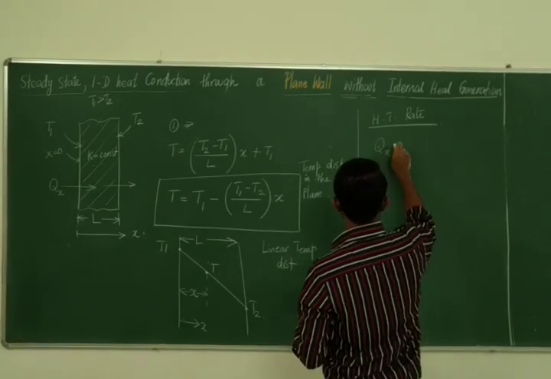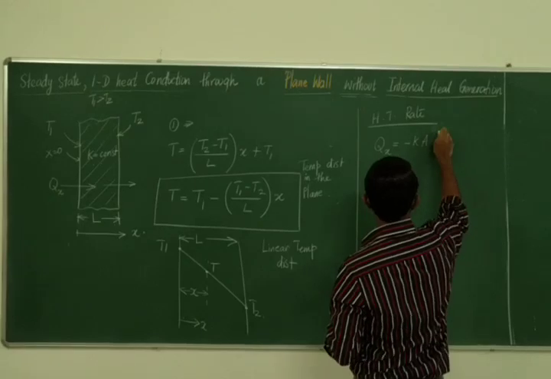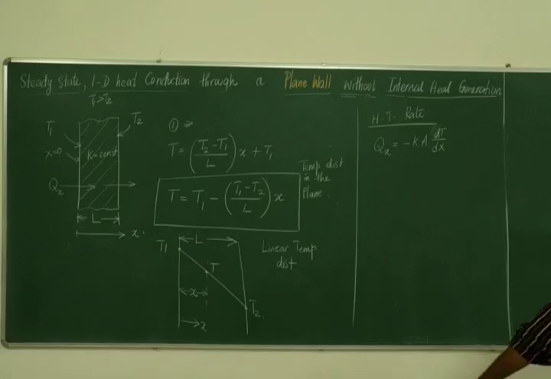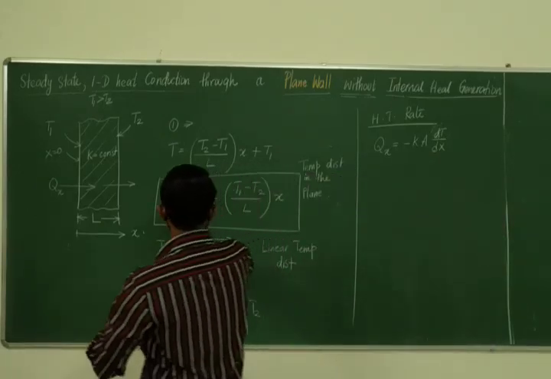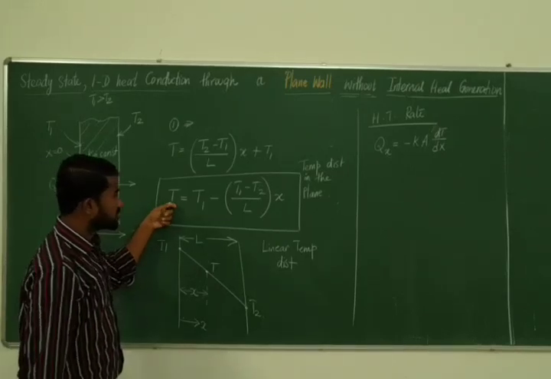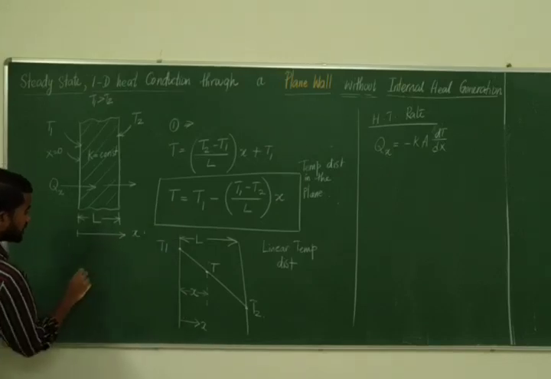What is the formula for Fourier's law? Qx equal to minus kA into dT by dx. So 1D heat conduction, so I use 1D derivatives. Now you know T. We will differentiate and find dT by dx. Can you differentiate this equation? We will differentiate first this equation. If you differentiate T, what do you get?